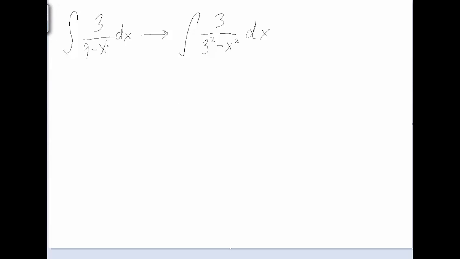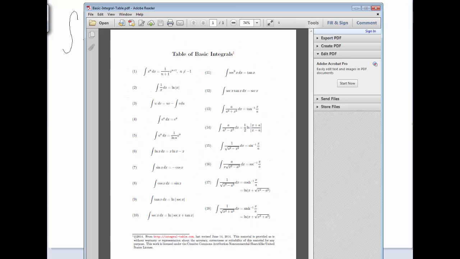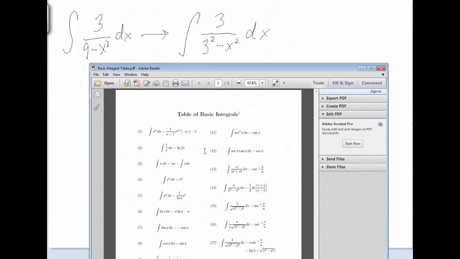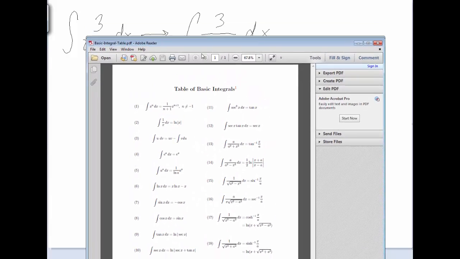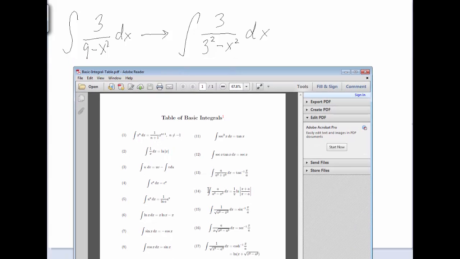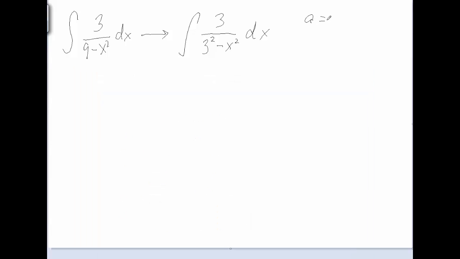So we can look at our table of integrals. Is there anything that matches here? We can look through. I've got fractions here. This is integral of fractions. No, no, no, no, no. Let's see. Oh, here's one. Here I have the integral of a over a squared minus x squared dx, which is what we've got here. So a will equal 3.